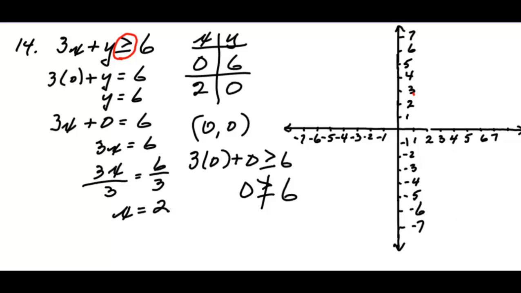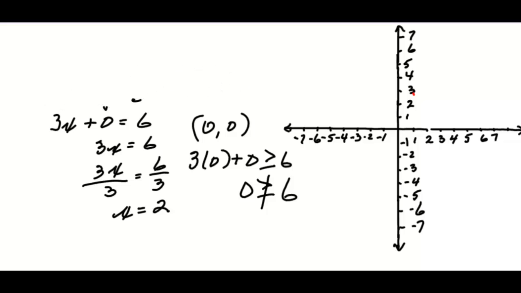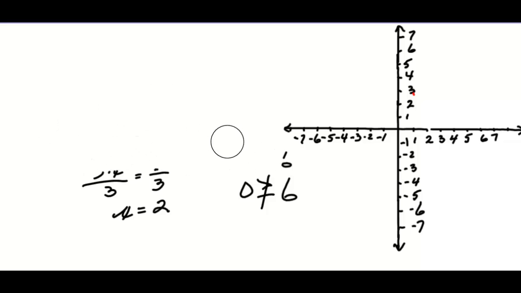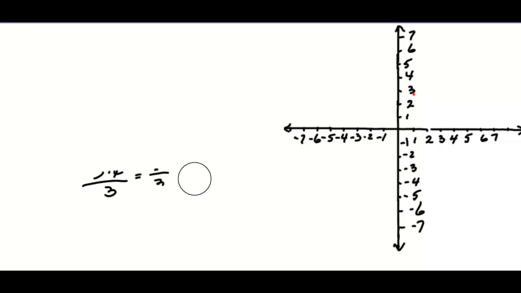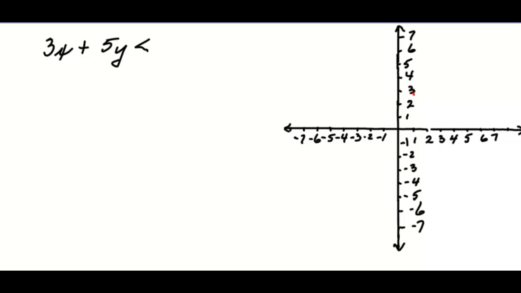And let's try one more inequality. This time what we're going to take a look at is problem number 24. In problem number 24, it states 3x plus 5y is less than 15. Just looking at that less than, that means we're going to have a dashed line because it's not less than or equal to. All right, setting up our points now.